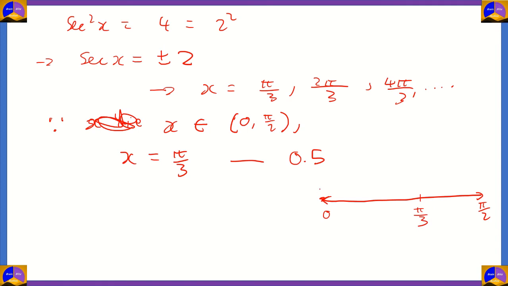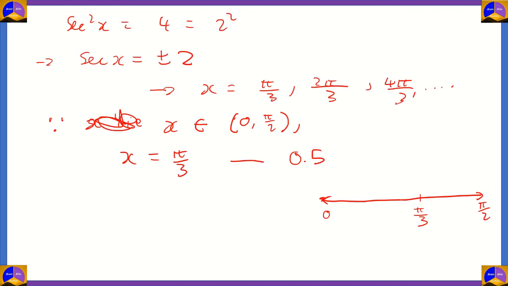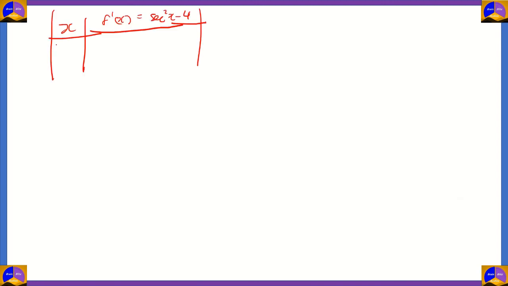So the next step here will be to draw a table. So this is x, and this is f dash x equals secant square x minus 4. So now we're going to write the intervals that are given here. So the first interval is 0 to pi by 3, and the next interval is pi by 3 to pi by 2. So 0 less than x less than pi by 3. And what we're going to do is put in both of these values, I mean, we can do it in our head.